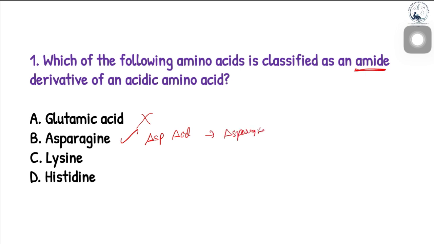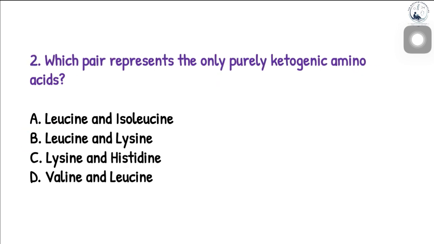So what about lysine? No. Histidine? No. It is a basic amino acid. So which is the answer? Asparagine, right? So the next question is, which pair represents the purely ketogenic amino acids? So what was the mnemonic? LL. So leucine and isoleucine. Leucine is ketogenic, okay, but is isoleucine ketogenic? No. Leucine and lysine? Yes. Lysine and histidine? Again no. Valine and leucine? Again no. So the answer is option B.